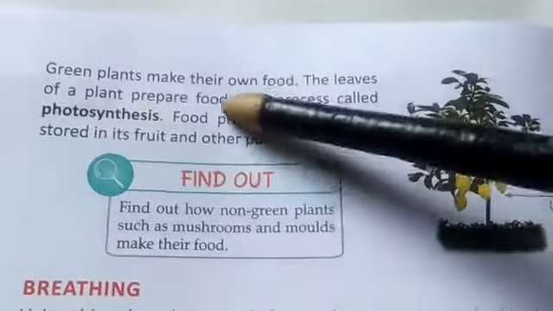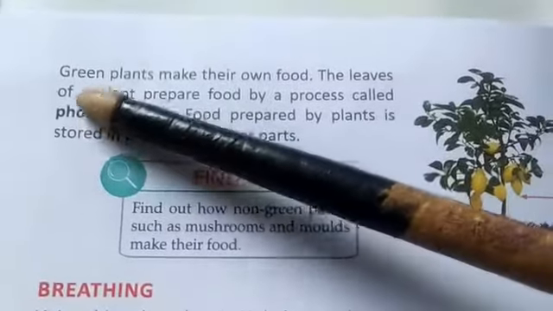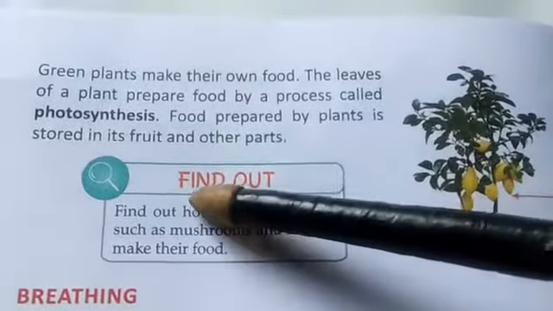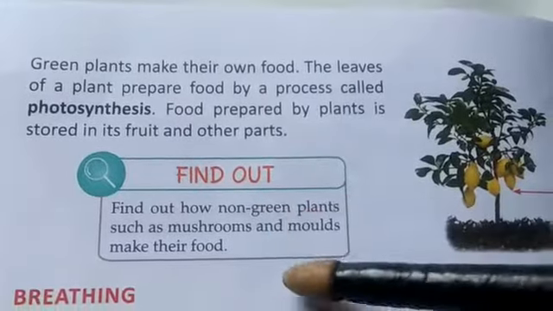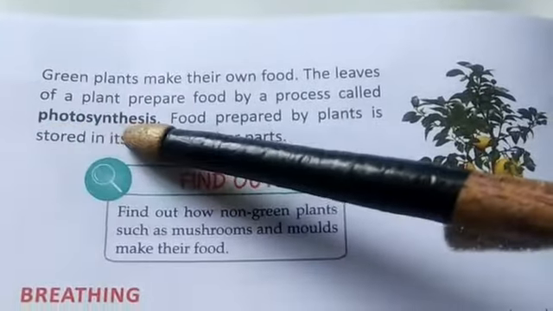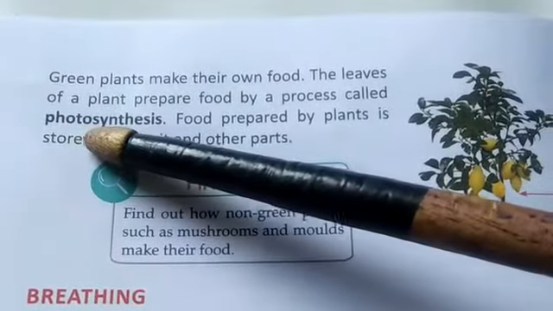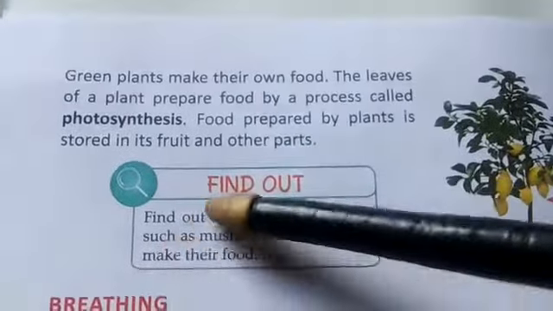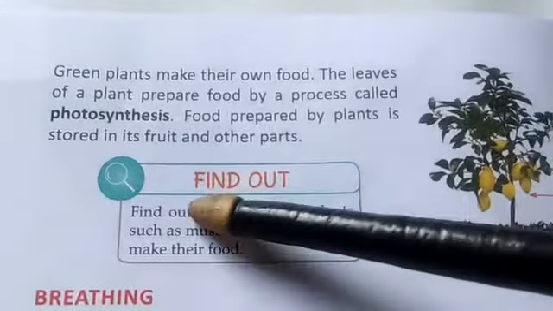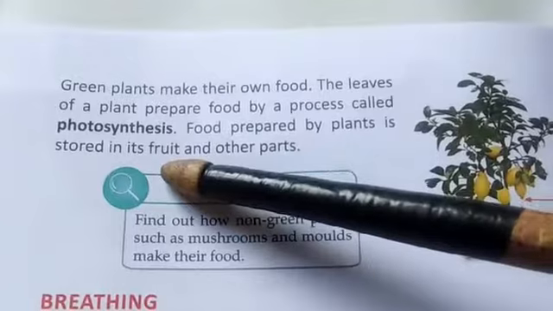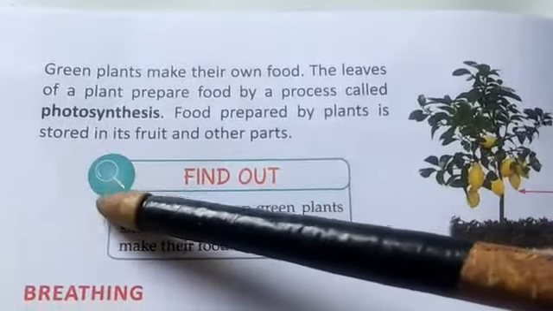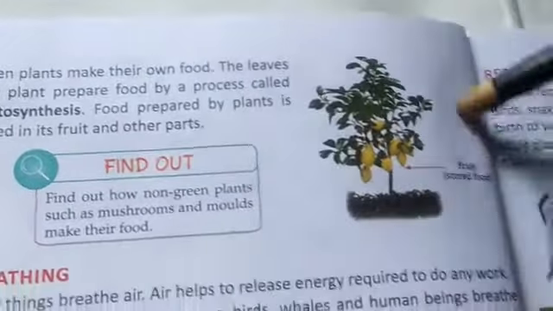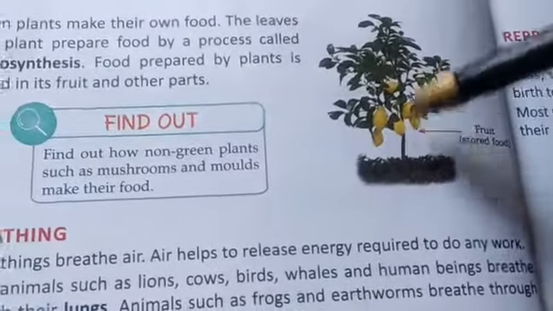Green plants make their own food. The leaves of a plant prepare food for the plant by the process called photosynthesis. The food prepared by plants is stored in its fruits and other parts. You can see the plant here growing and storing food in this fruit.